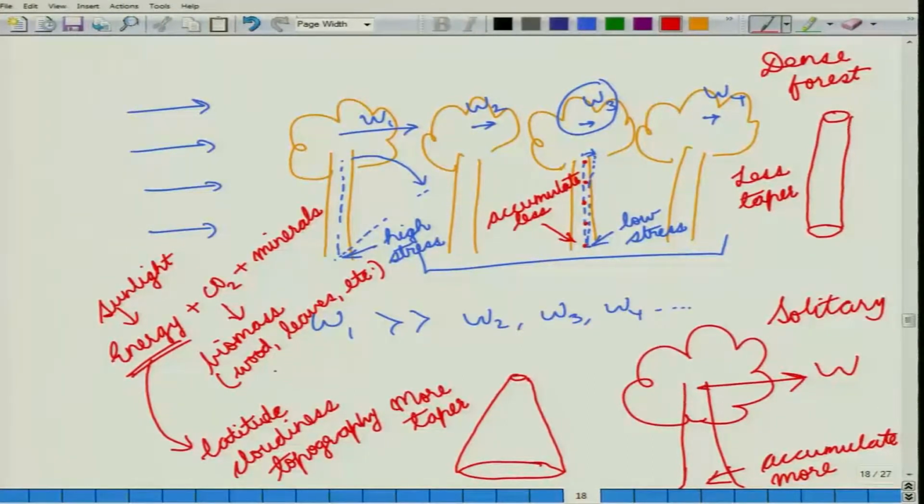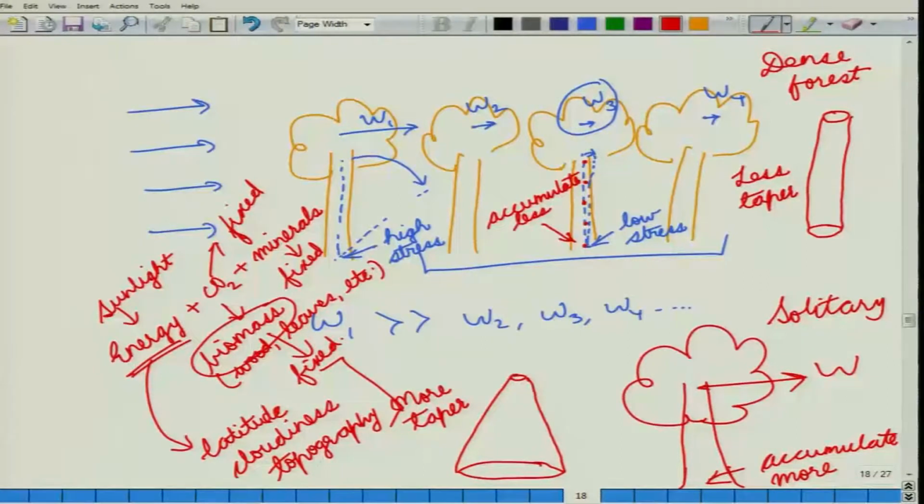Now, because a tree cannot move, it cannot change its latitude, cloudiness or topography. The amount of carbon dioxide in the atmosphere is also fixed, and the amount of minerals at a site is also fixed. So, essentially, the amount of biomass that a tree can create at any point is also more or less fixed.